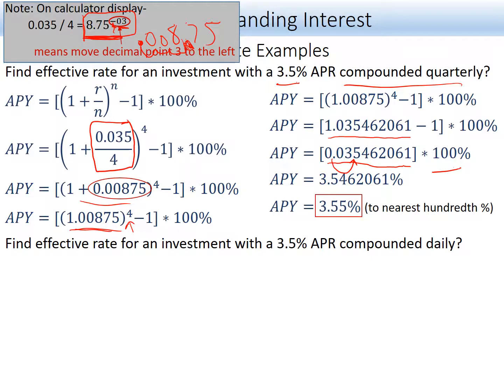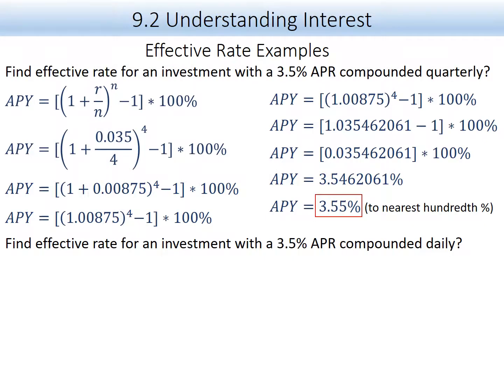If you want to round it, say, to the nearest hundredth, the problem will tell you in general how to round it. But say we want to round it to the nearest hundredth, then you go to here and notice that the digit past the hundredths place is 5 or larger, so the 4 rounds up to a 5. So the APY is 3.55% to the nearest hundredth. Simple enough. Let's do this one.